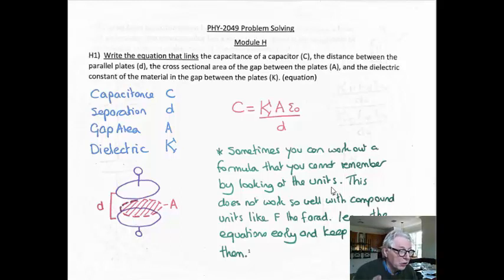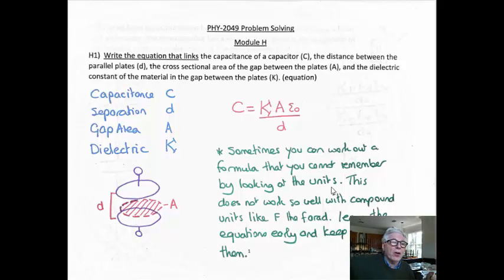So the trick is you learn your equations early and you keep studying them. You don't just learn them once and forget about them. Keep that equation sheet by you and study it. Anyway, there's the answer. You could, I suppose, turn around and say, as the area gets bigger, I expect the capacitance to get bigger, so A goes on top. And as the d gets wider, I expect the capacitance to get less.